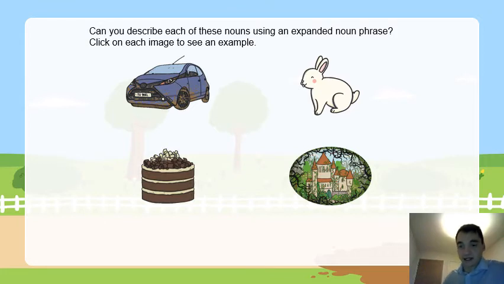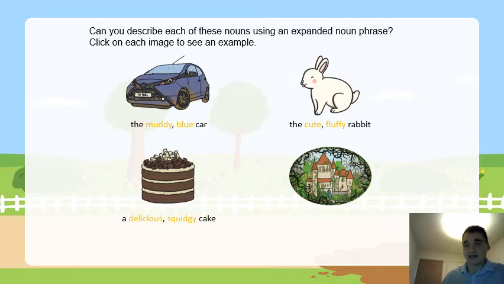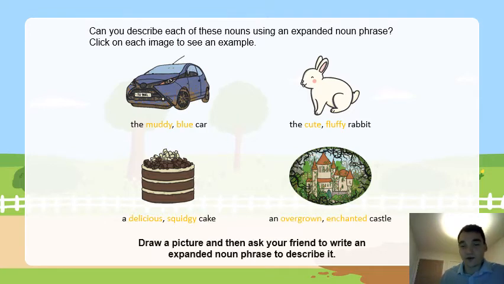Well done. Let's take a look at some examples. So we could have the muddy blue car. We could have the cute fluffy rabbit. We could have the delicious squidgy cake. And we could have an overgrown, enchanted castle.